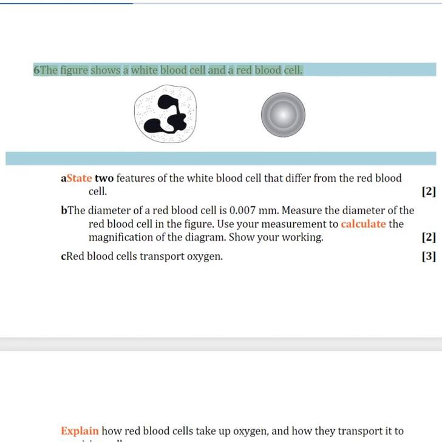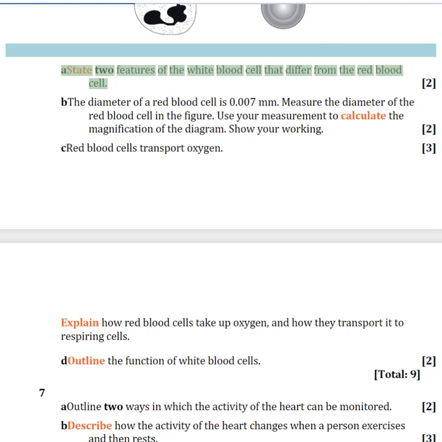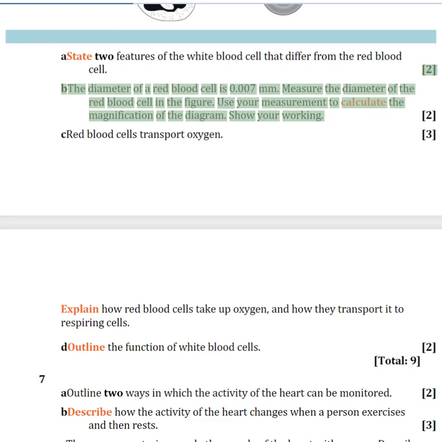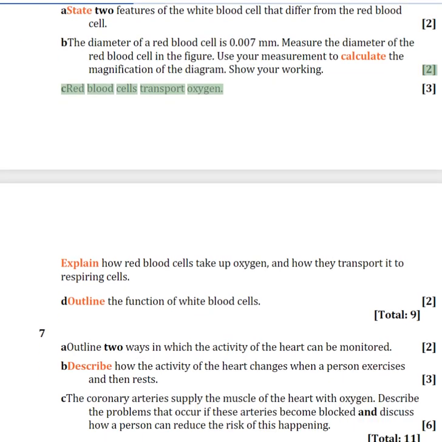6. The figure shows a white blood cell and a red blood cell. A. State two features of the white blood cell that differ from the red blood cell. B. The diameter of a red blood cell is 0.007 millimeters. Measure the diameter of the red blood cell in the figure. Use your measurement to calculate the magnification of the diagram. Show your working. C. Red blood cells transport oxygen.